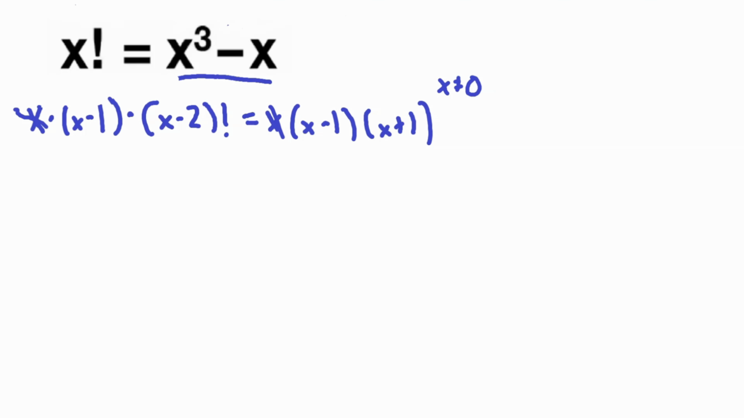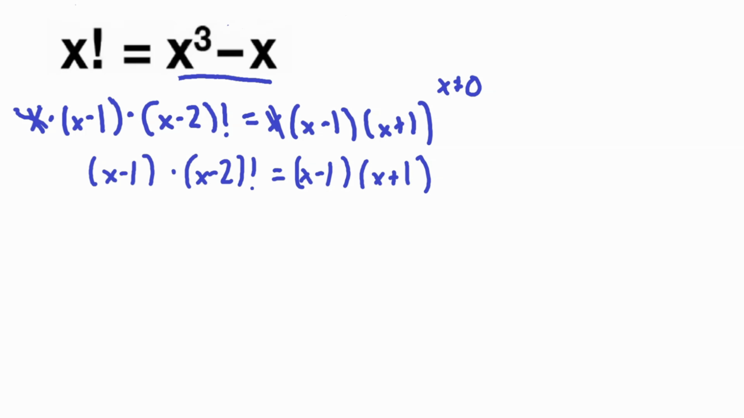Now we have x minus 1 times x minus 2 factorial is equal to x minus 1 times x plus 1. And you might have already noticed this, but like last time, we have similar terms on both sides. This x minus 1 is being multiplied on both sides, so we can just divide by x minus 1. And again, we have to make sure that when x equals 1, we'd be dividing by 0. So when x is equal to 1 here, we need to check if this is a feasible answer for our equation.